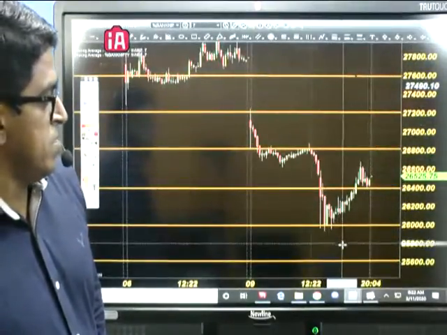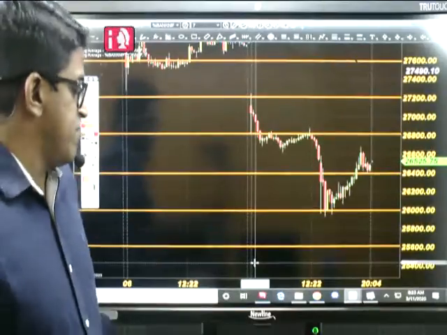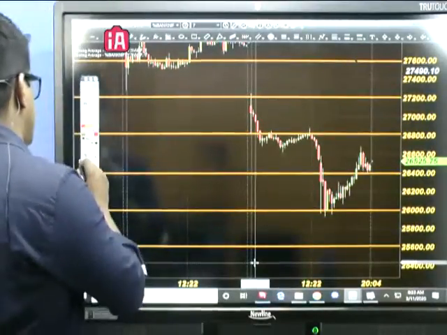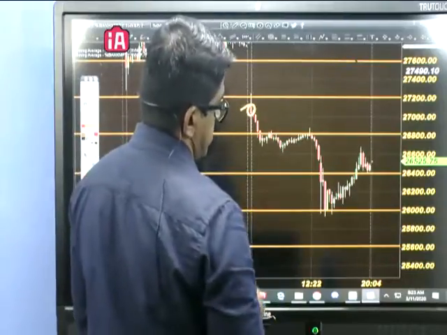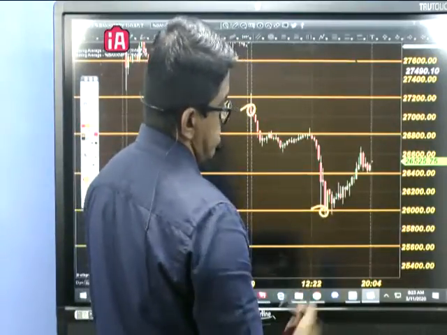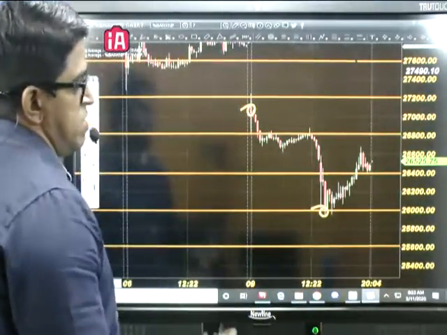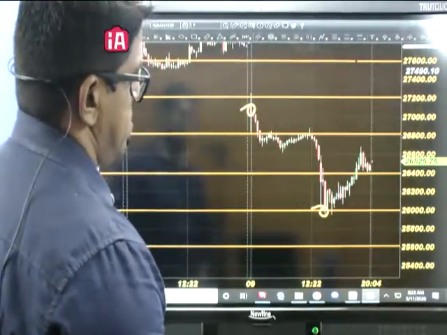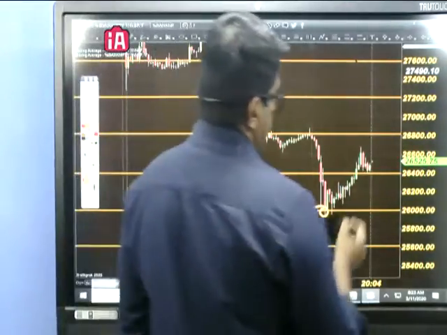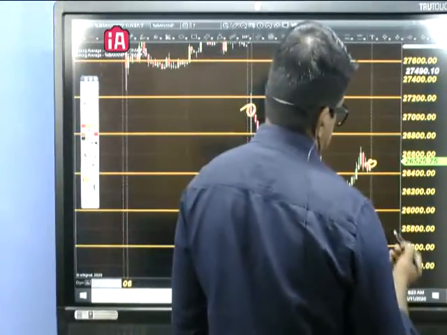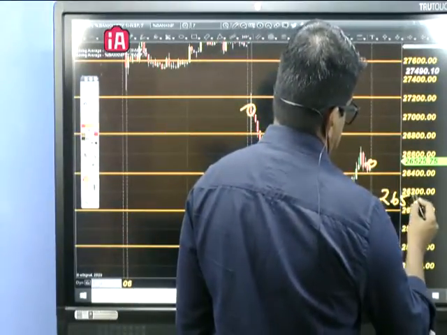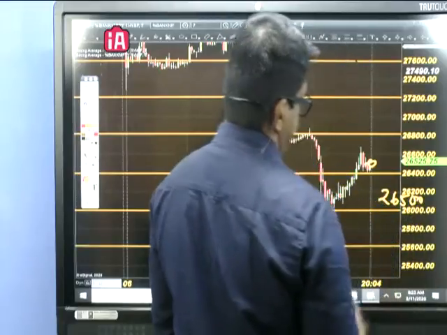Okay, what happened in Bank Nifty on Monday? The price opened somewhere near 27,000 and came down till 26,000. So nearly a 1,000 point drop in Bank Nifty, and the price closed near 26,520. Maybe the same price, 26,500, can be the opening price for today.